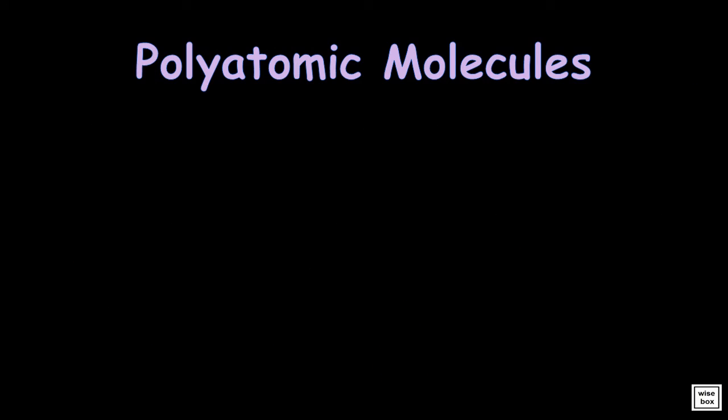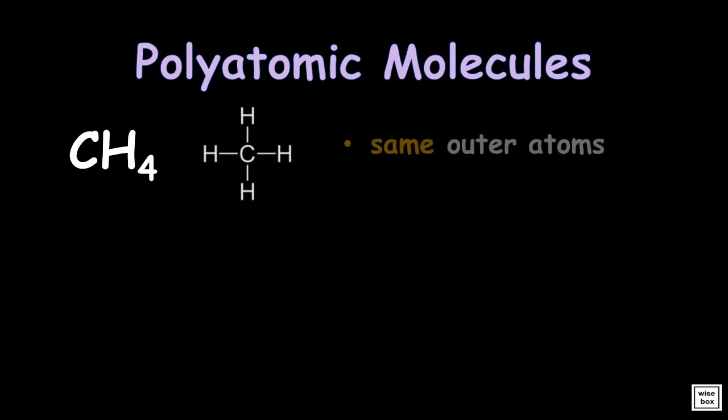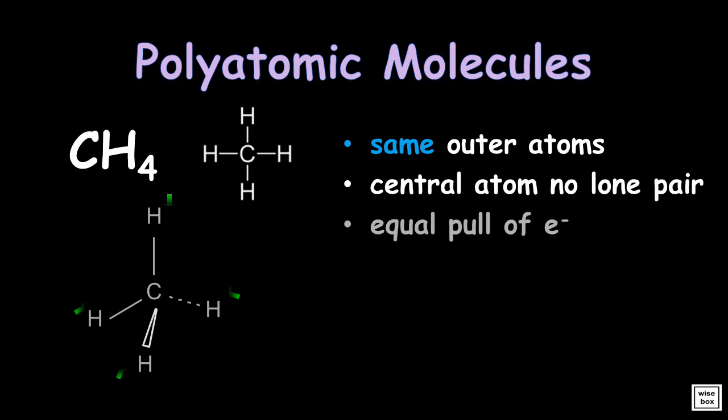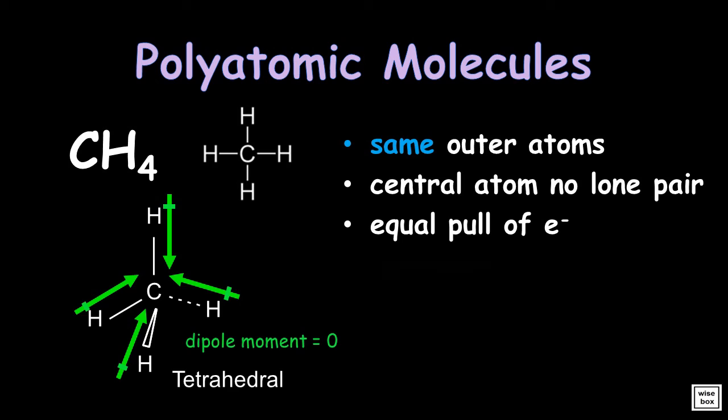Let's have more examples. Here's CH4, or methane. Using the Lewis structure, we see that the outer atoms are identical, and the central atom has no lone pair. There is equal pull of electrons towards the carbon atom. Based on VSEPR theory, the structure is tetrahedral. And the dipole moments are symmetrical, thus methane is nonpolar.